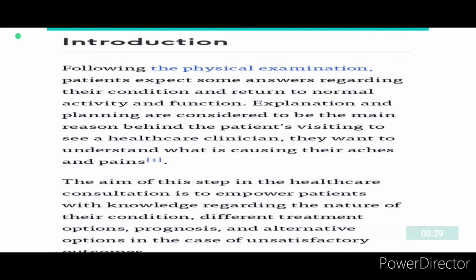The aim of this step in the healthcare consultation is to empower patients with knowledge regarding the nature of their condition, different treatment options, prognosis, and alternative options in the case of unsatisfactory outcome.